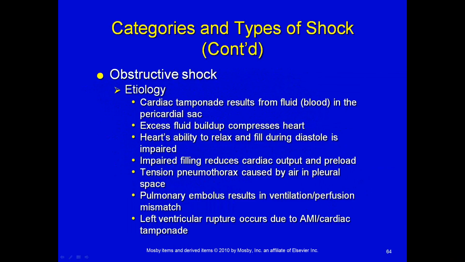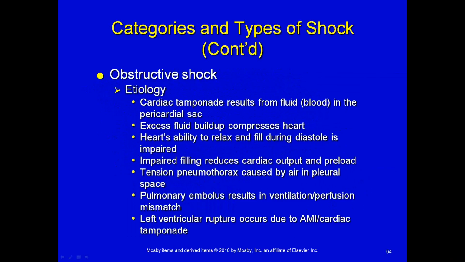When liquid builds up in the pericardial sac, the heart's ability to relax and fill is impaired. And this impaired filling reduces cardiac output and preload. Reduction in preload reduces cardiac output. Reduction in cardiac output drops blood pressure. Eventually, the pressure in the pericardium becomes severe enough that the superior and inferior vena cava collapse, and then we have no blood flow and we end up in cardiac arrest.